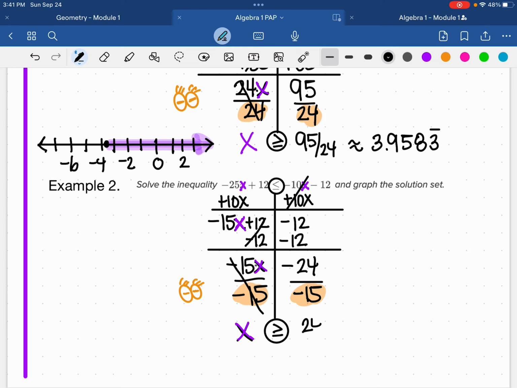We're going to have 24 over 15. That does reduce, so let me go ahead and reduce it. Let's divide by 3, and I get 8 over 5. I can put that into the calculator to give me a decimal. Decimals are just helpful for graphing purposes only. It's a lot easier to see where 1.6 is versus 8/5.